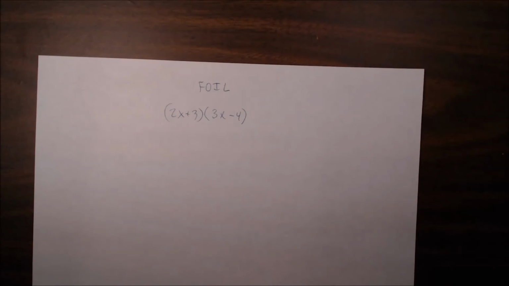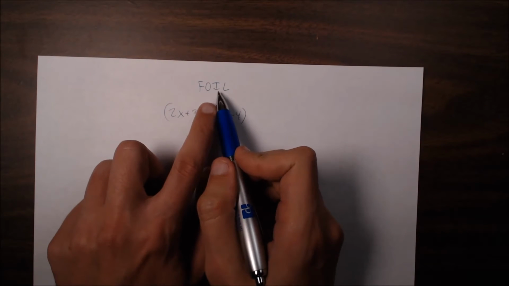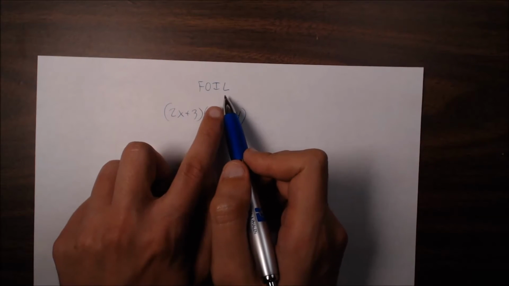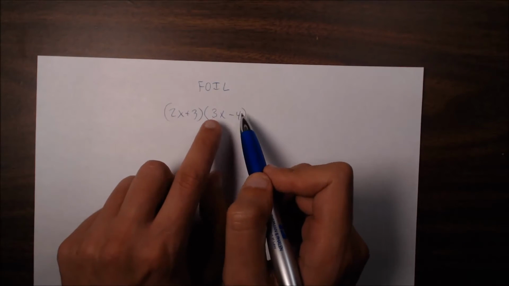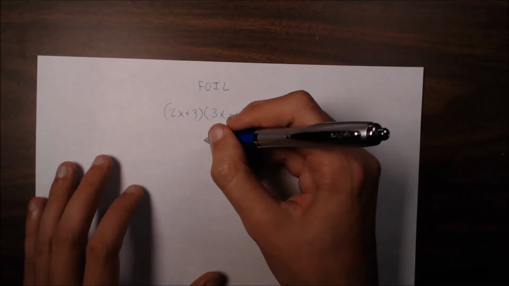And to be honest, this is kind of what I'm going to do in my head. FOIL stands for first, outer, inner, last. But what it really just means is we're going to multiply everything here by everything over here. Some people like to use the box.